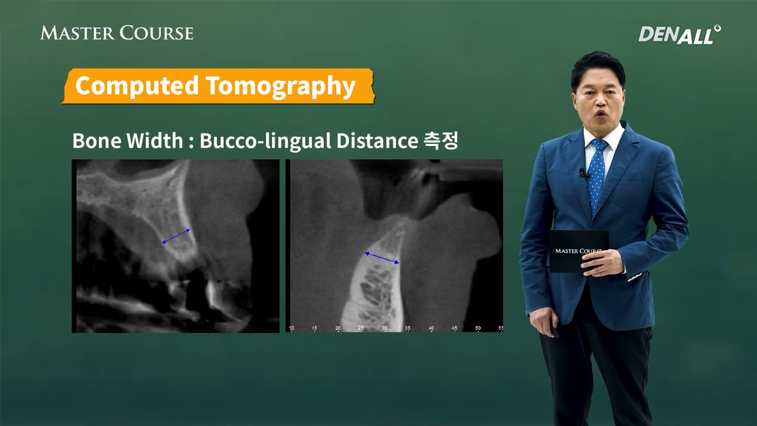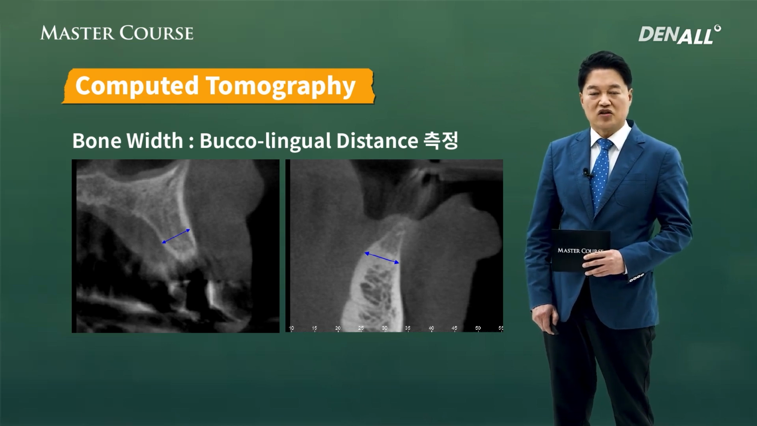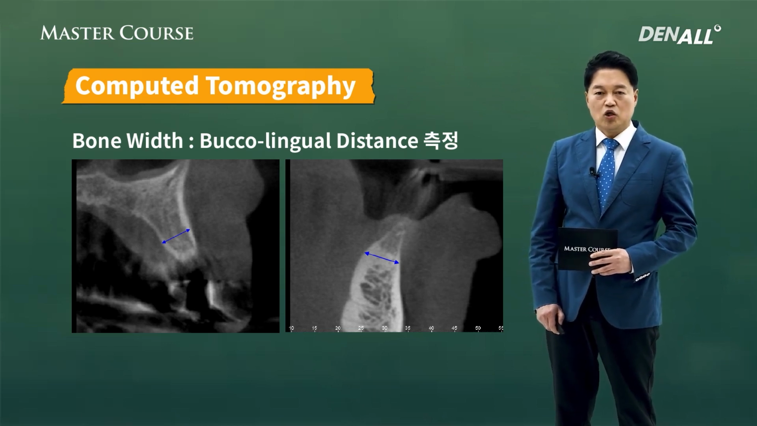Bone width, buccal lingual distance needs to be evaluated. You need CT for that. Using this, you can choose an appropriate diameter implant, and implant position can also be determined.